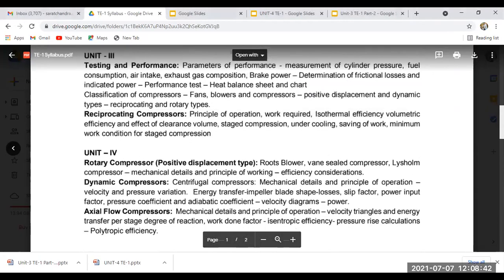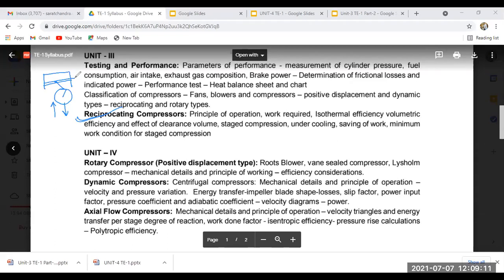In unit 3 we have discussed reciprocating air compressors: single stage, 2 stage, and 3 stage. What do you mean by reciprocating? Reciprocating means the piston will move upward or downward. If this is the cylinder, inside this cylinder we have the piston.